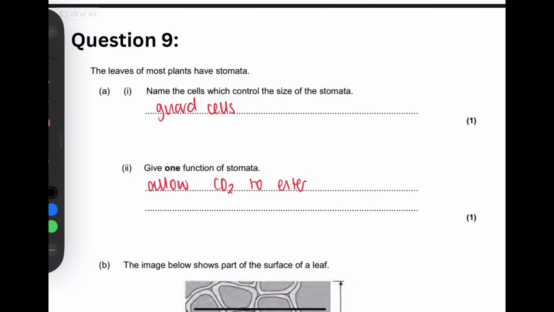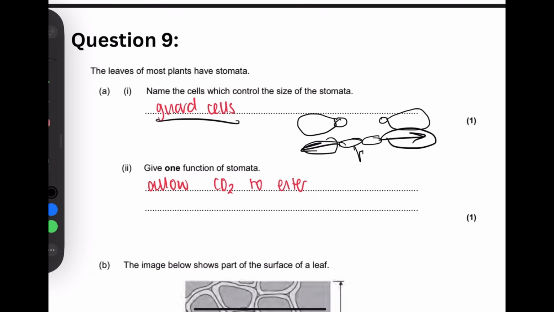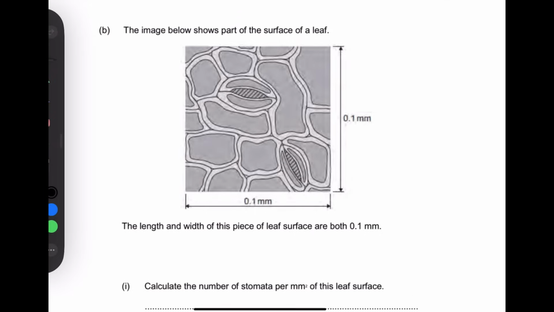Question 9. The leaves of most plants have stomata. Name the cell which controls the size of the stomata. These are the guard cells. So the stomata is kind of like that, and these are the guard cells. This allows it to either relax. If it relaxes, it goes in, or it can contract. So if it squeezes, that means it goes out and it opens. So that is what controls it. Give one function of the stomata. The stomata has a lot of different functions, but the one that I like to remember is that it allows CO2 to enter. However, different ones that you can have is that it allows the control of loss or evaporation of water, like controlling the transpiration rate. It can also allow oxygen to leave. Basically, it's a function for plants for their gas exchange, like how we have our lungs.